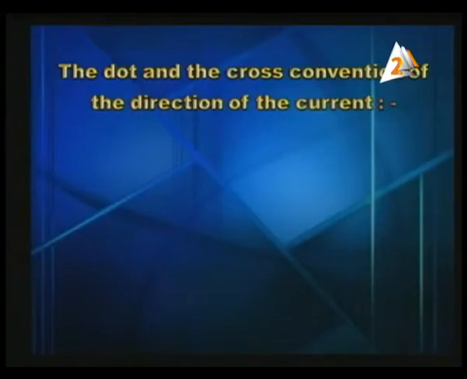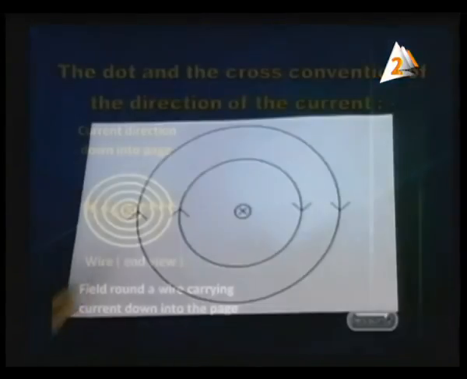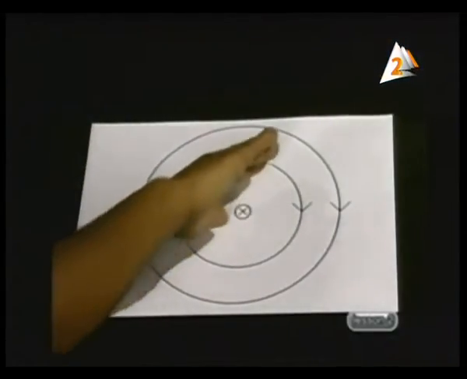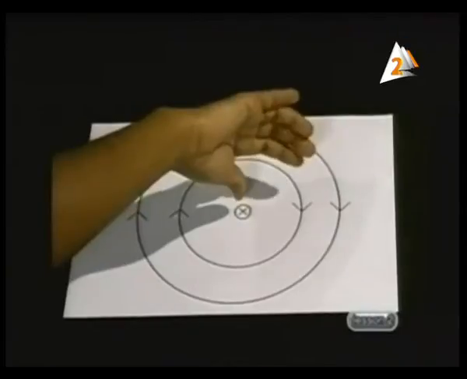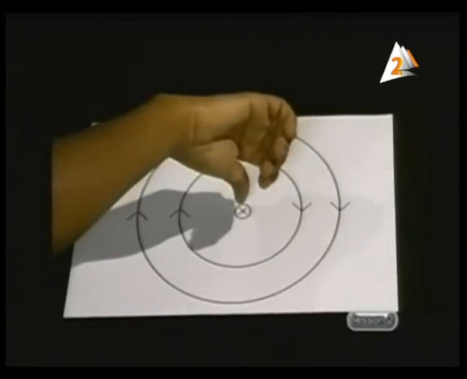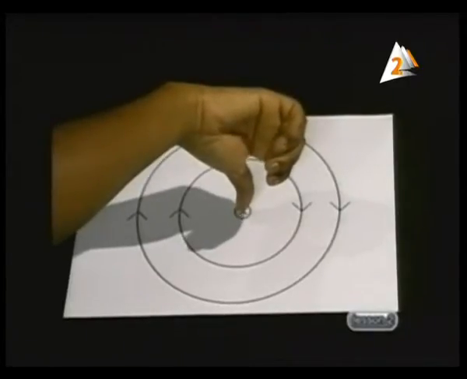And now we've got something very important, a convention. We call it the dot and the cross convention of the direction of the current. Your attention: X means we've got a wire through which a current is passed down into the page. We call this the X convention. When something is denoted by X, it is directed down into the surface shown in front of you.